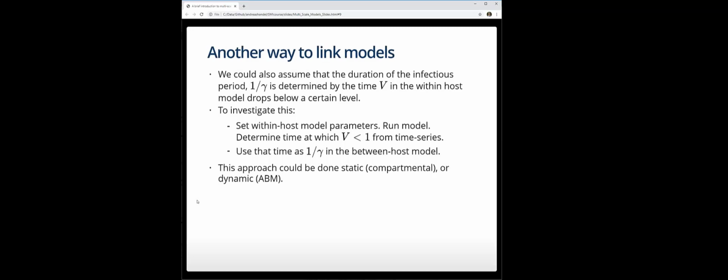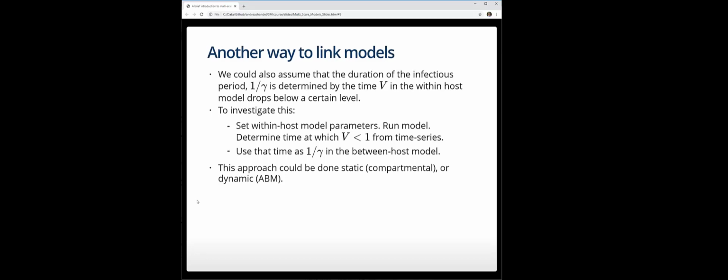Just to show you there are multiple ways, here's another way you could link the between host and the within host. Instead of, or in addition to, saying transmission depends on virus load, you could say that the infectious period, which we usually just set in the model based on population level data, is determined by the within host model. So when the virus drops below a certain level, let's say 1 virus particle, then we say the infection is over. Remember again, gamma is the rate at which people recover. So 1 over gamma is the duration for which they're in the infectious compartment. So we could say that duration is now determined by the within host model.